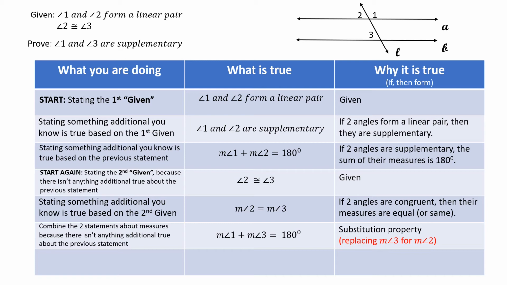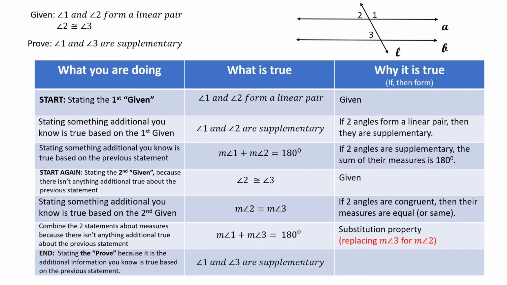Okay, so I did the given, said some stuff, started over with the given, said some stuff, combined, and now that I've combined, I'm going to try to say some stuff. So what do you know about two angles that add up to 180 degrees? What else is there to say? And that's what this last line is. What else can you say? You can say that the angles are supplementary. So angles 1 and 3 are supplementary.